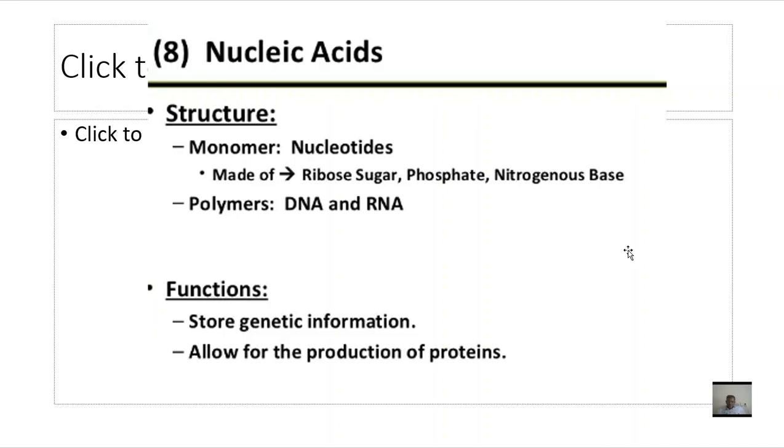Next we come to the nucleic acids. The structure: the monomer is the nucleotide, made up of ribose sugar, phosphate, and a nitrogenous base, and the polymers are DNA and RNA. The function of nucleic acids is to store genetic information and allow for the production of proteins.